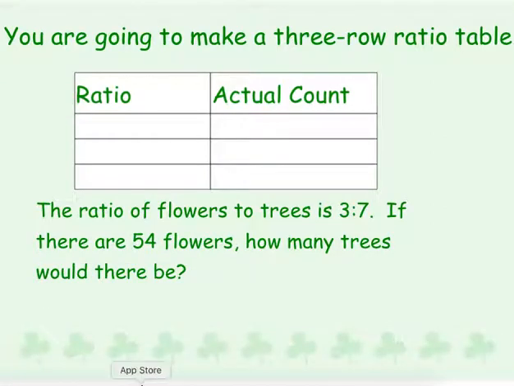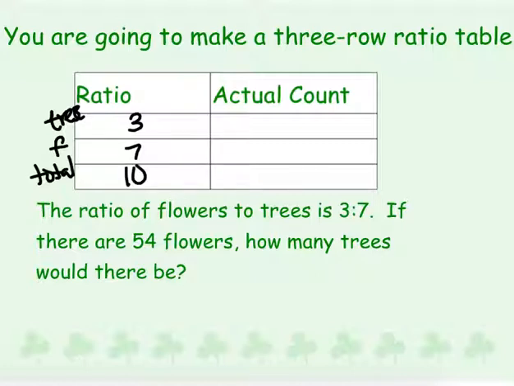And last example. The ratio of flowers to trees is 3:7. If we have 54 flowers, how many trees would there be? So we have trees to, I'll actually write this out. So trees to flowers to total. And so trees is 3, flowers is 7 for a total of 10. So if there are 54 flowers going in here, not total, 7 times what is 54? Well, as you can tell, there's not a great scale factor between those. So let's set up a proportion.